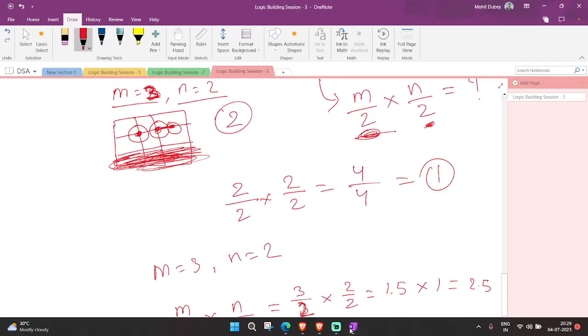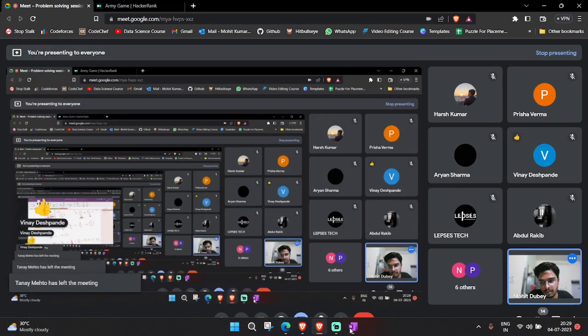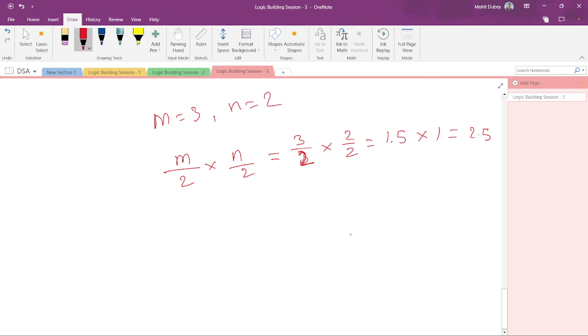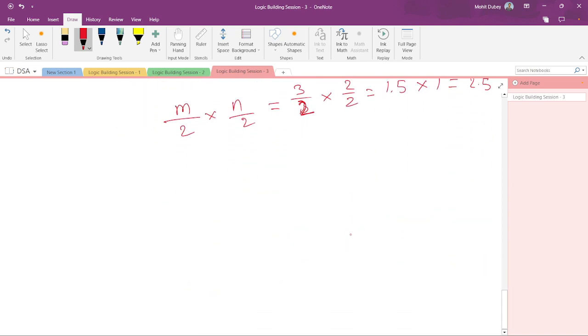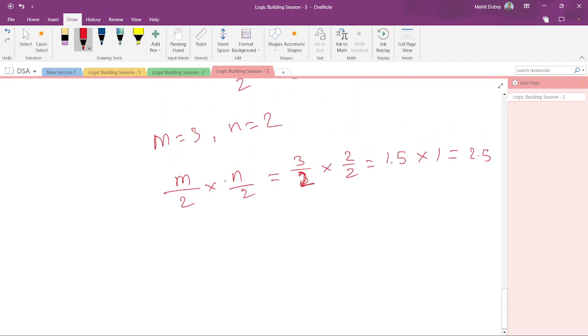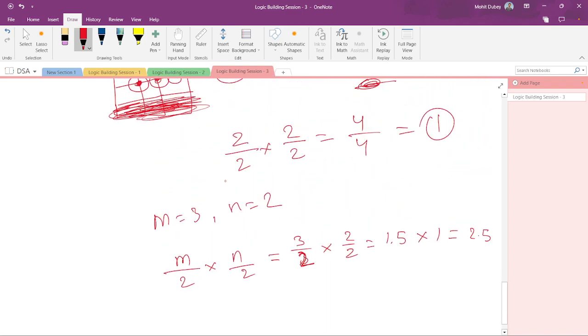Okay, let's just check it once again. In this case, while m is 3 and if I divide by 3, we should be getting the answer as 2, but we are getting 2.5. So I can say that if the m and n values are unequal, maybe odd and even, I'll need to consider those things also.